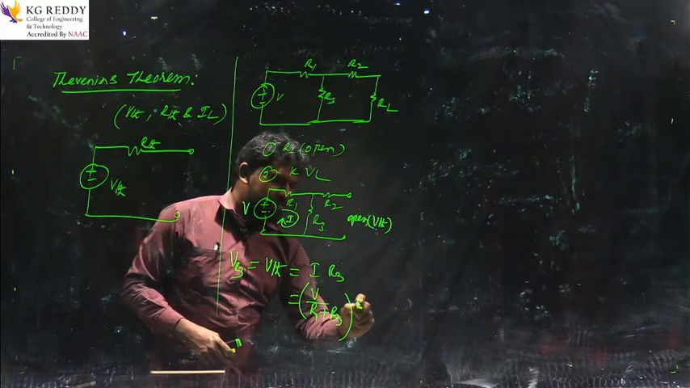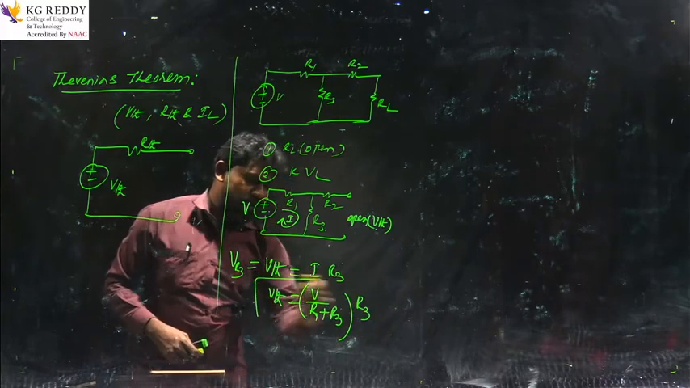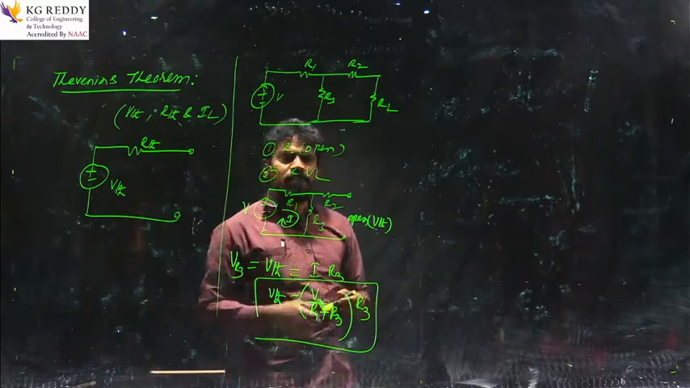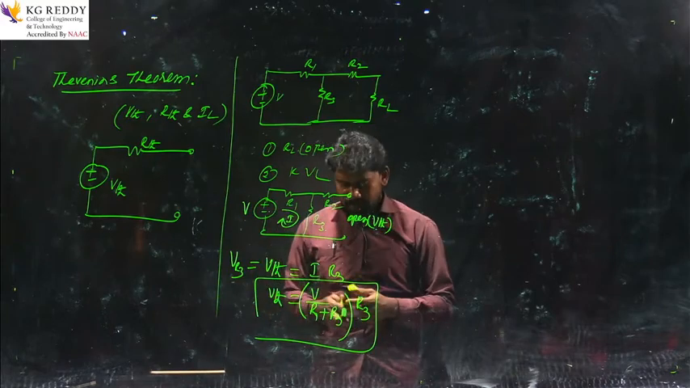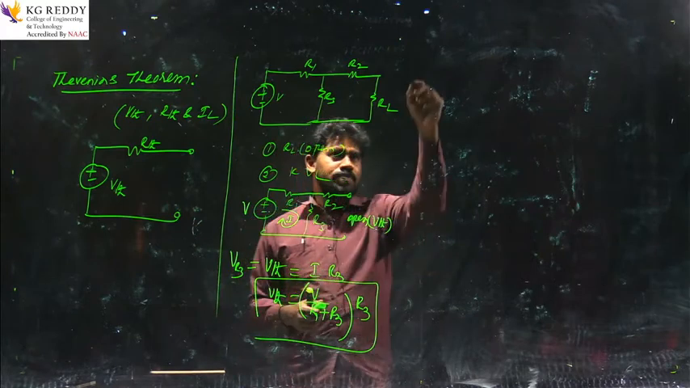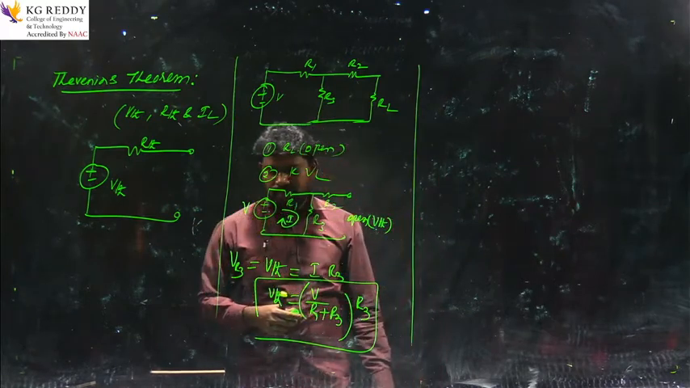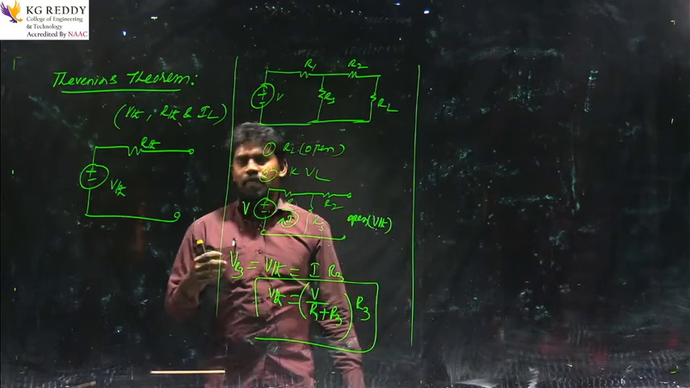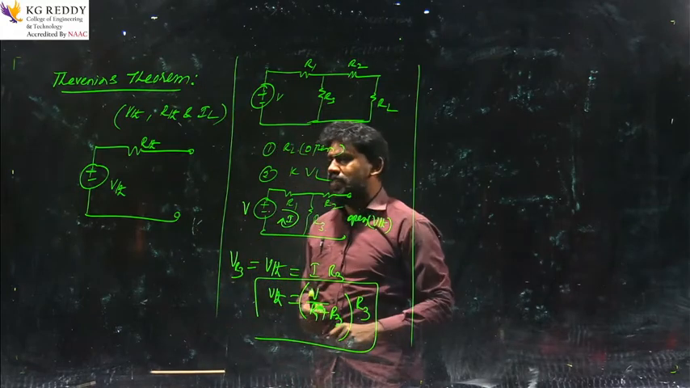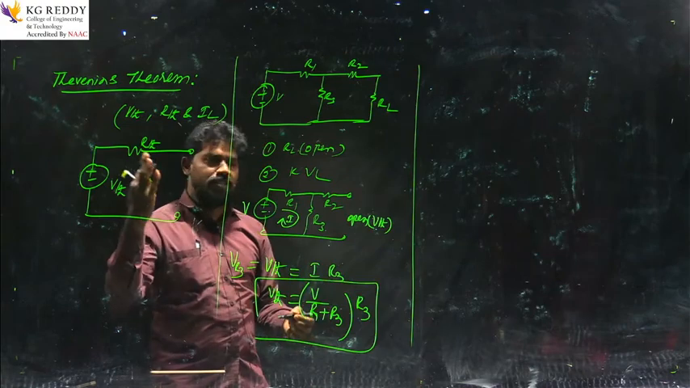So VTH is equal to V by R1 plus R3, into R3. This is a very simple technique to find the open circuit voltage using Thevenin's theorem. Is it clear? Yes. First we have to open the load resistance for any kind of network. Only then is it possible to find the open circuit voltage, VTH.